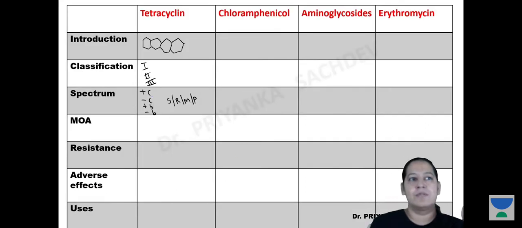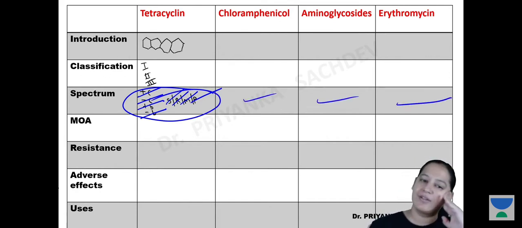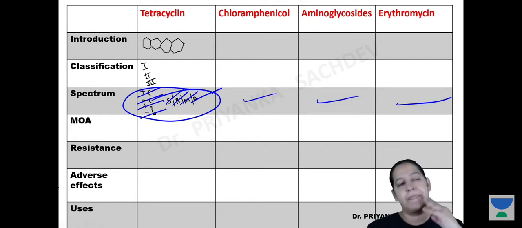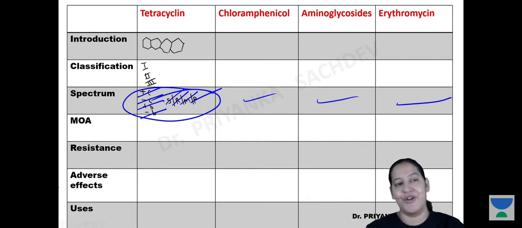So write gram positive cocci, gram negative cocci, gram positive bacilli, gram negative bacilli, spirochetes, rickettsia, mycoplasma, protozoa. So it is having a broad spectrum. Please write it down so you will have a better understanding of the other 3. If you compare it, please do it. That is a request, or that is the order, whatever you find suits you. So please write it down.